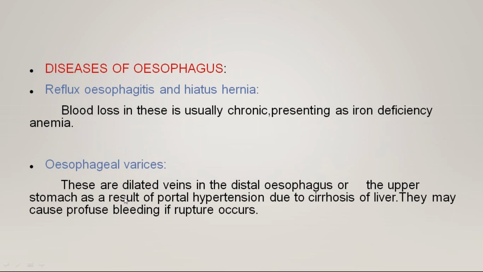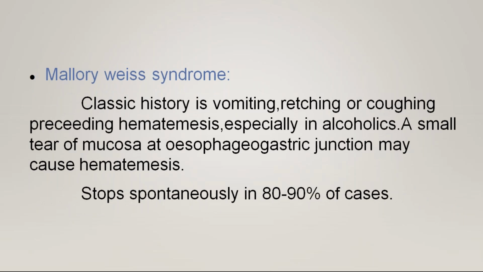Esophageal varices are a cause of acute upper GI bleed. Esophageal varices are dilated veins in the distal esophagus and upper stomach, resulting from portal hypertension due to cirrhosis of the liver. They may cause profuse bleeding when they rupture.